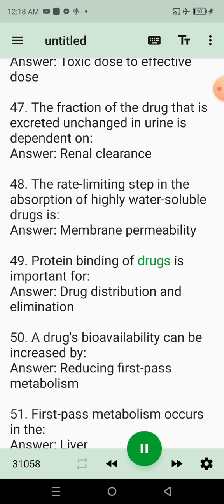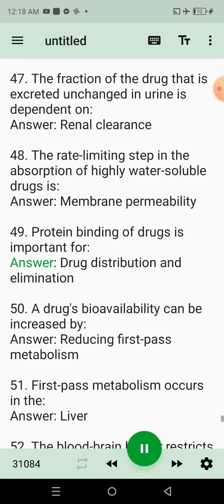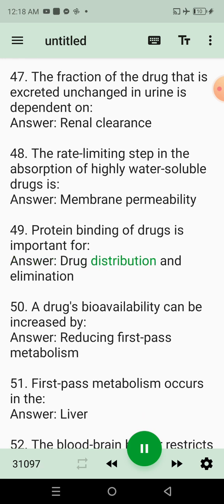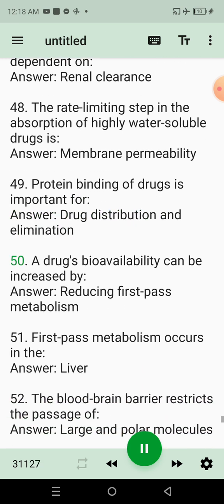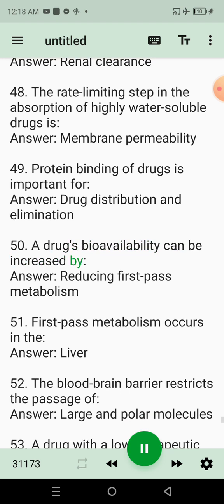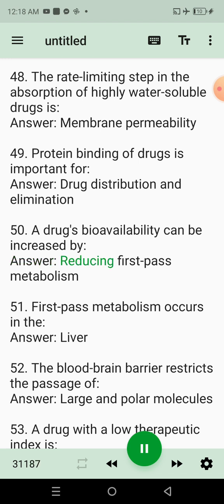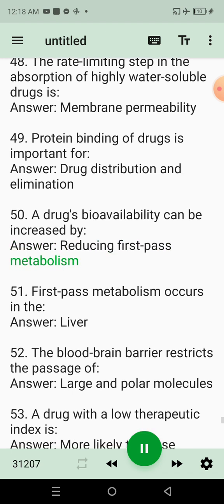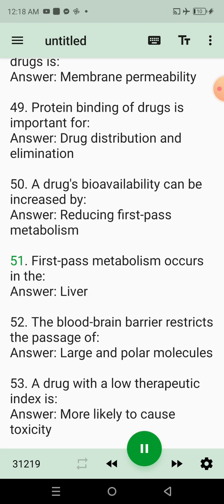Protein binding of drugs is important for? Answer: Drug distribution and elimination. 50. A drug's bioavailability can be increased by? Answer: Reducing first-pass metabolism.